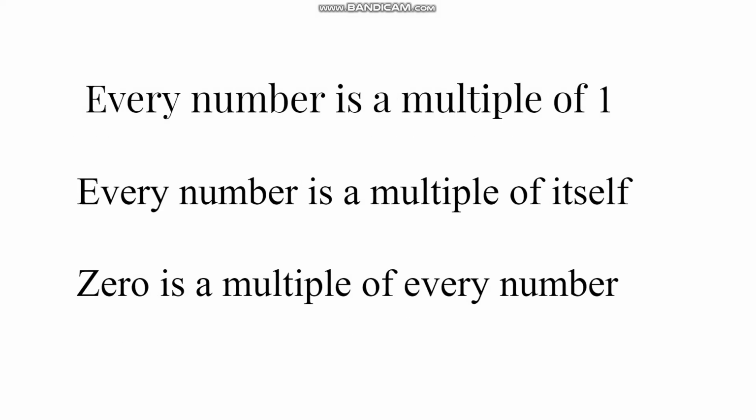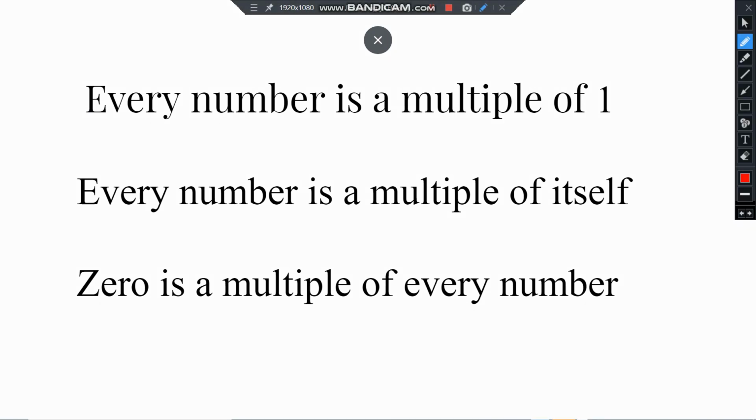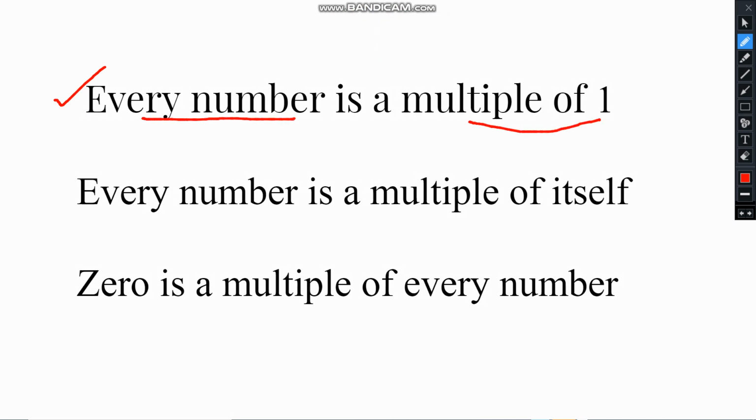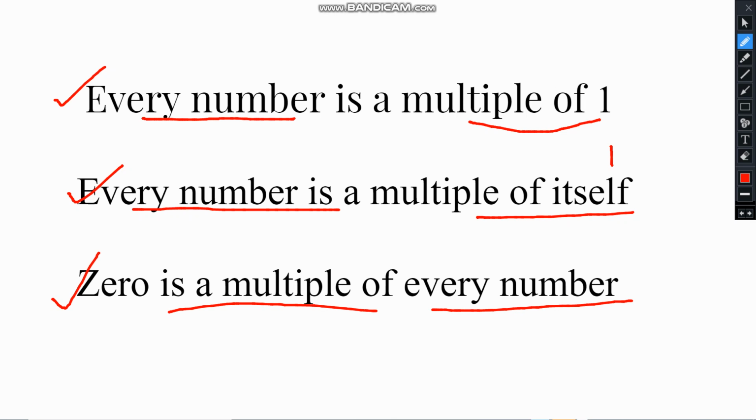Now there are a few more properties of multiples. Here is another one. Every number is a multiple of 1. Yes, very simple it is. We can multiply any number with 1. So every number is a multiple of 1. Then another one. Every number is a multiple of itself. We can multiply the number with itself. So every number is a multiple of itself. Then 0 is also a multiple of every number.